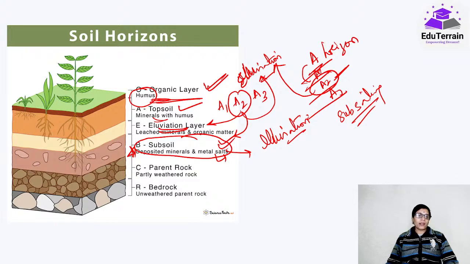No, E is not O layer. E is A2 layer. A2. Okay, Aniket? Yes, Deepak, I was, but not now.